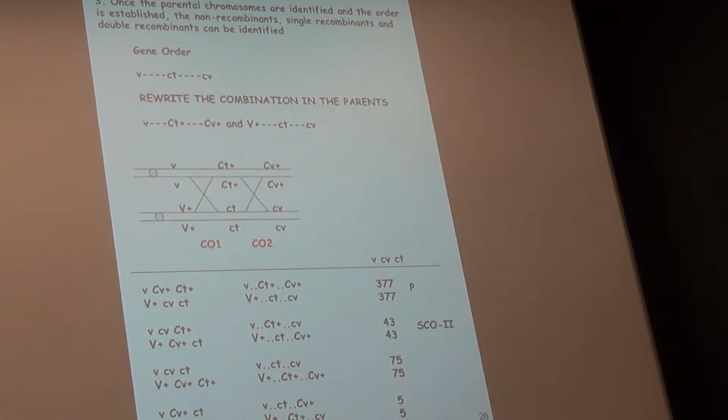So there's your parental class. This is a single crossover here. This class here is the single crossover that takes place here. Right there. And then this is the double crossover.